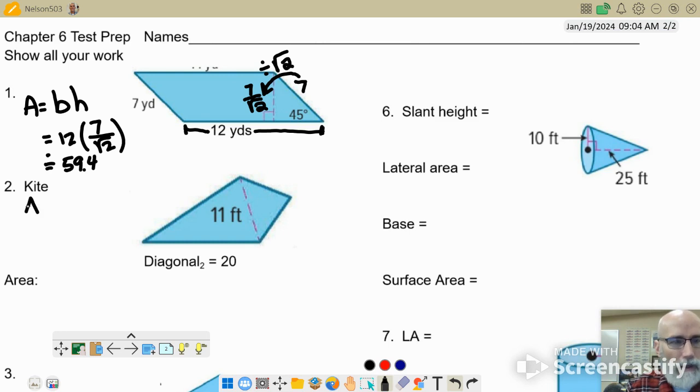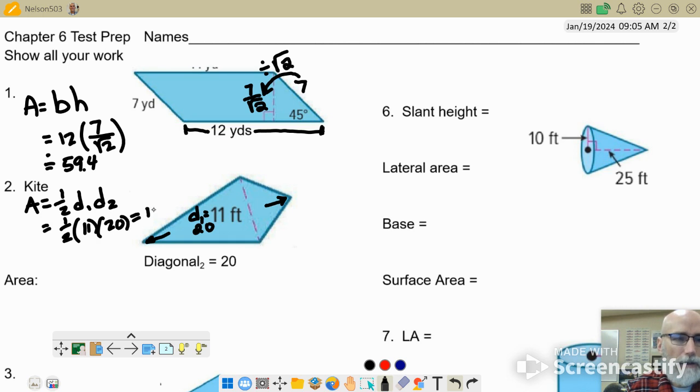For a kite, the area is 1/2 the diagonals multiplied together. Usually they call one of them diagonal 1, one of them diagonal 2, with a little subscript. So this is diagonal 1, let's say. It doesn't matter which one's which. And then the other one, going from here over to here, is the 20. So we've got 20 for diagonal 2. What you're going to do is take 1/2 one diagonal times the other diagonal, and that gives you 110.